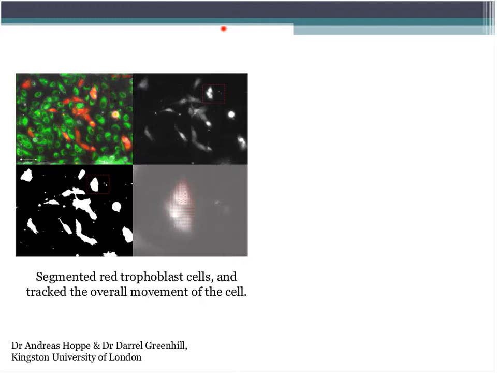So in order to look at migration, we worked together with Dr. Andreas Hopp and Dr. Daryl Greenhill at Kingston University London, and we developed a novel algorithm for automatically tracking the cells. This allowed us to measure a large number of cells and a large number of sequences. I think we looked at 132 sequences and over 2,500 cells were tracked.